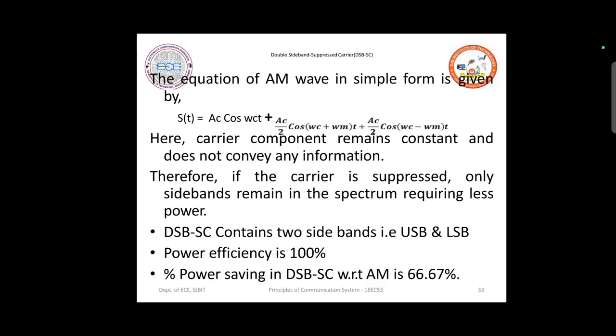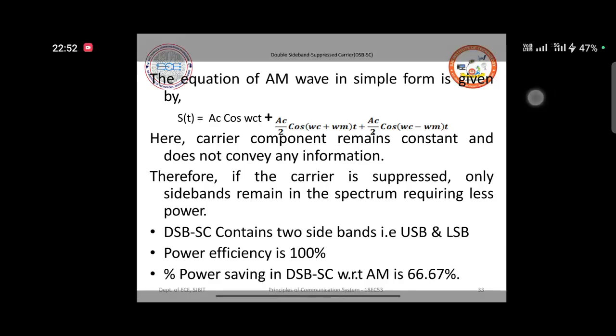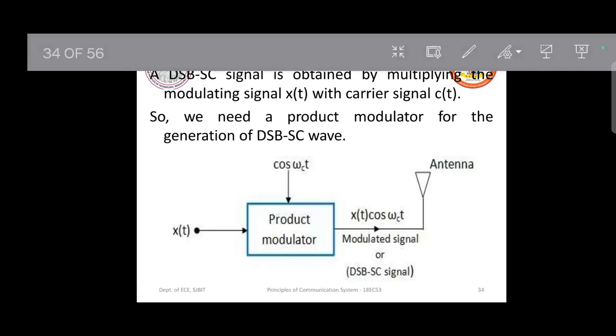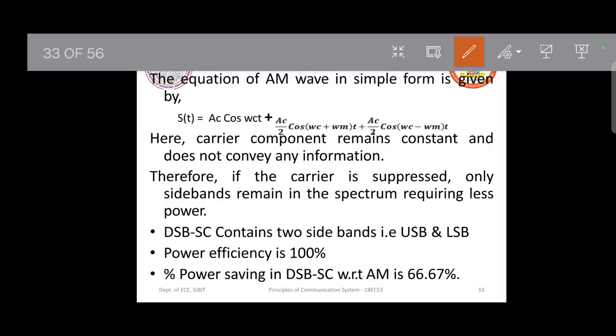If you try to find the average power, taking the first term as it is, what is the total power consumed by the first one? See here, the total power consumed by this term is EC square divided by 2. That becomes the average power. How about this? It will be EC square divided by 4.